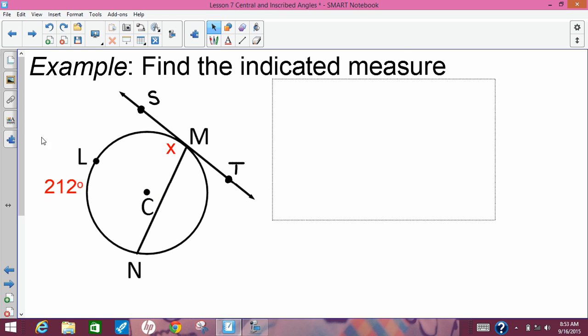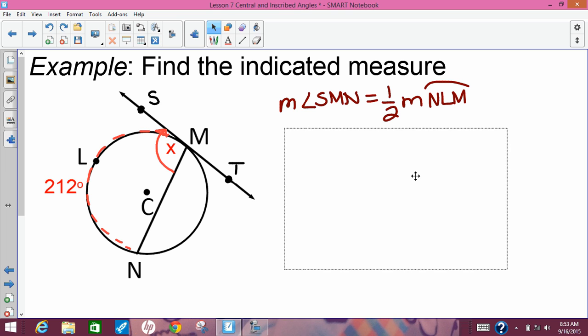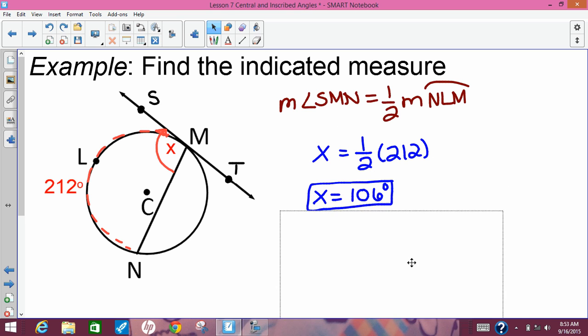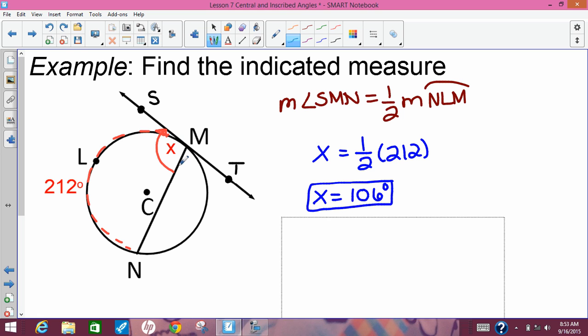In this example, we are looking specifically at this angle formed, SMN, and we call it x degrees. It corresponds to this major arc, NLM. The relationship tells us that this angle is equal to half of the arc, so we know that the angle is 106 degrees. You might notice too that this angle and this angle here form a linear pair. Since we know x is 106, we know that angle NMT is 74.